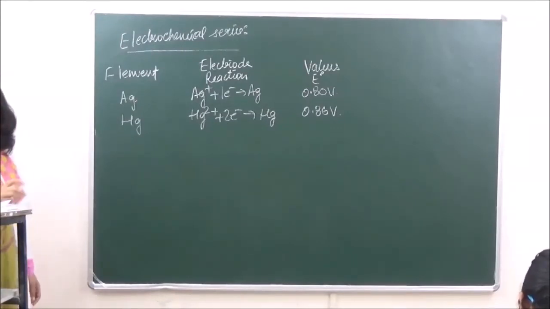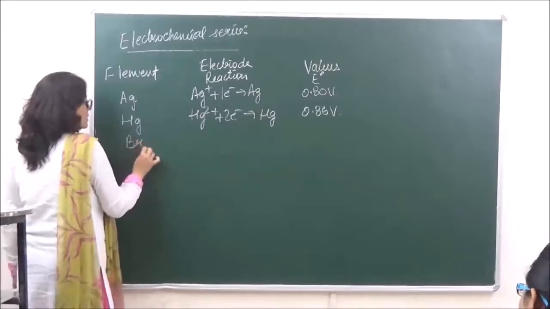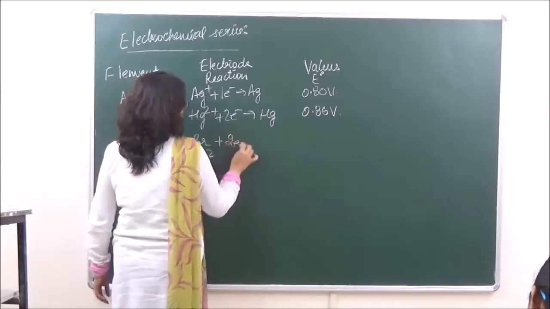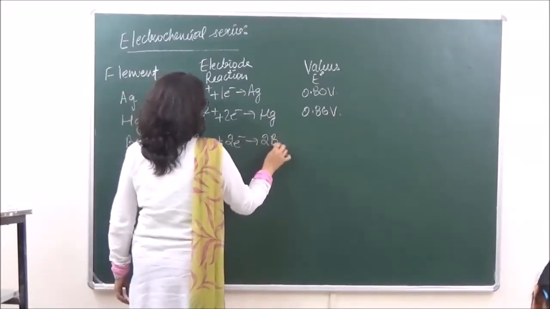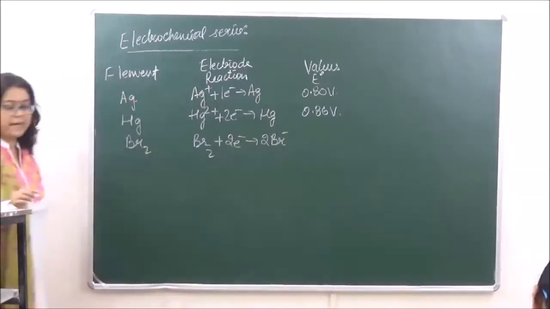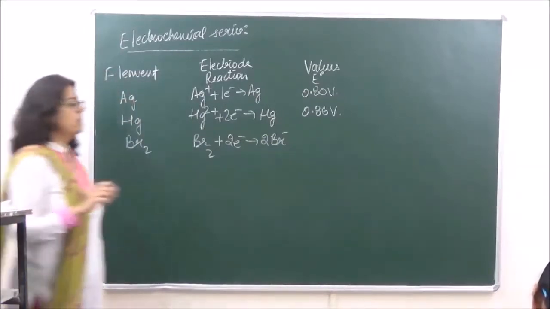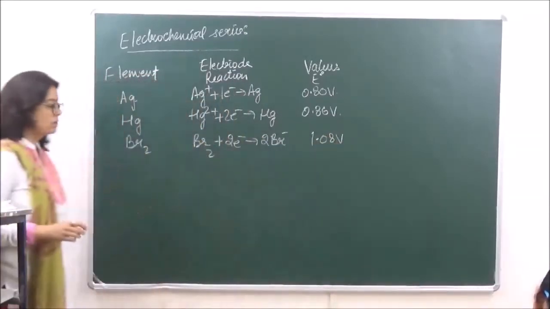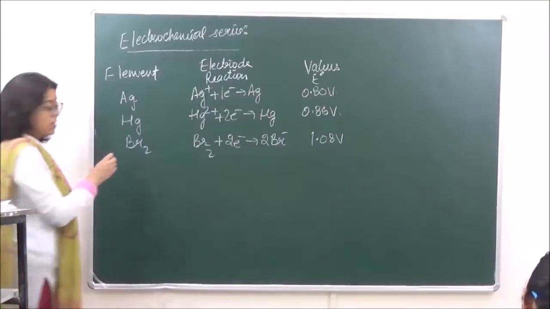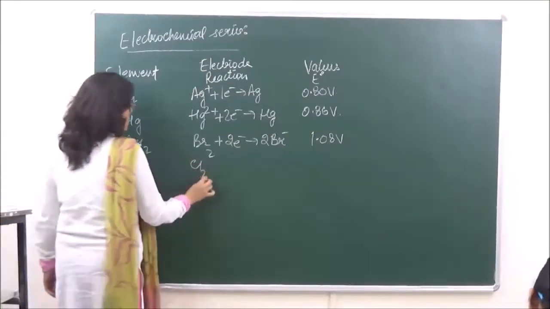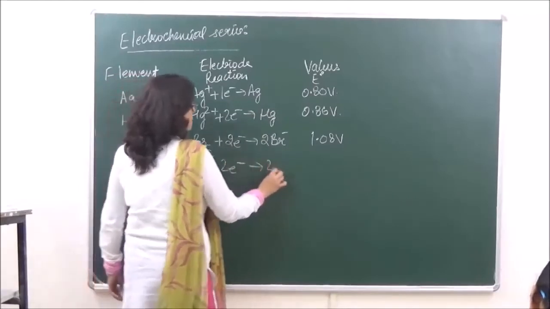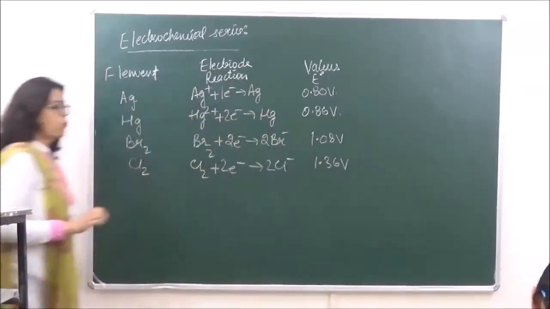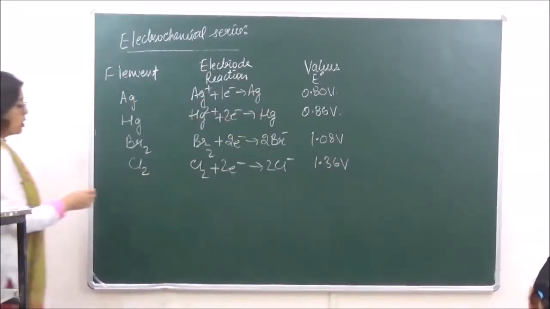Then after Hg is bromine, to give 2Br-, and the value is 1.08 volt. After bromine is chlorine, and the value is 1.36 volts. After chlorine is gold.